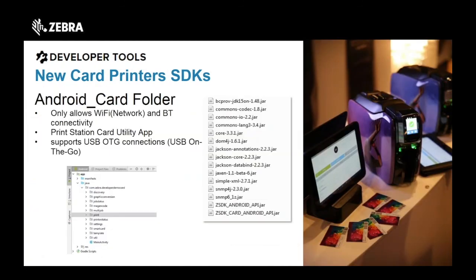Let's move now to Android. In Android, basically, we have a similar offering to what we are doing with C#. We are providing Wi-Fi network connection and Bluetooth connectivity. Also, we are providing a Print Station Card utility with this, and for USB, we are also providing the connection through USB On-The-Go. So you can connect the printer through USB On-The-Go if you use the right cable for that.